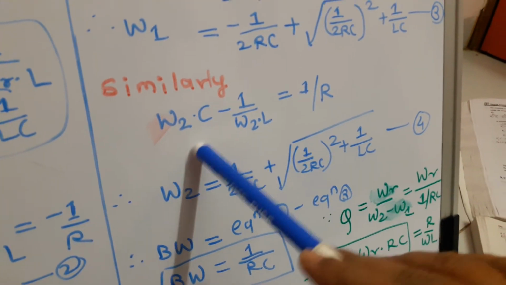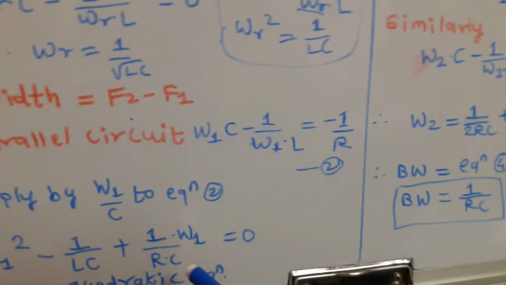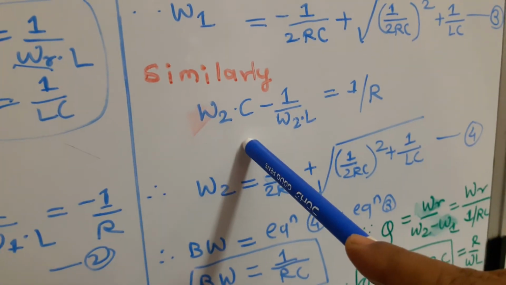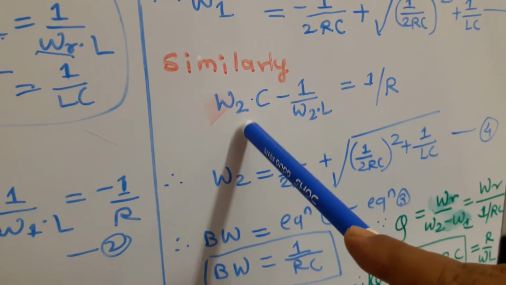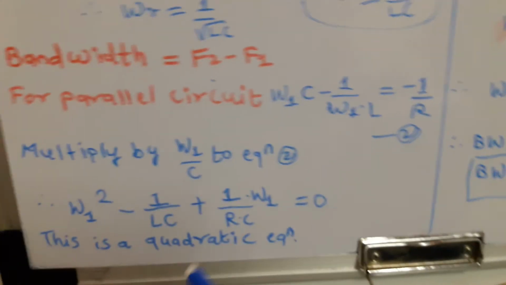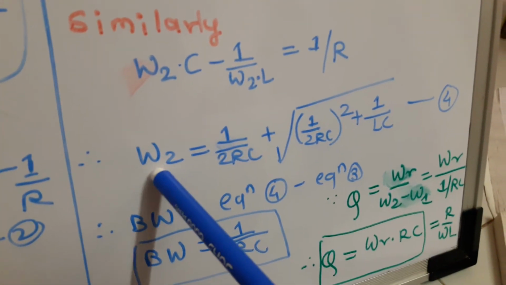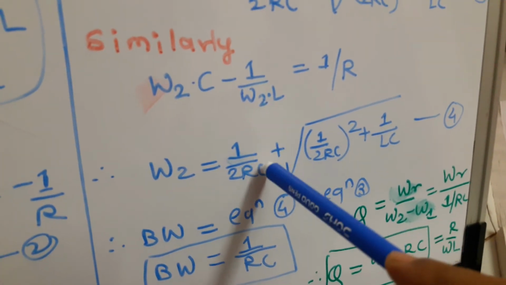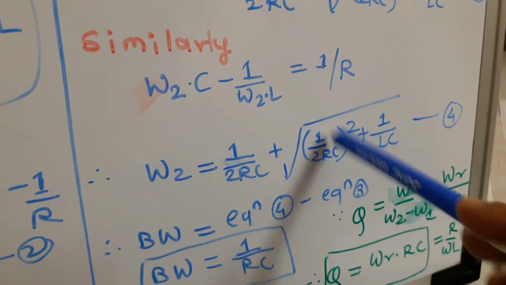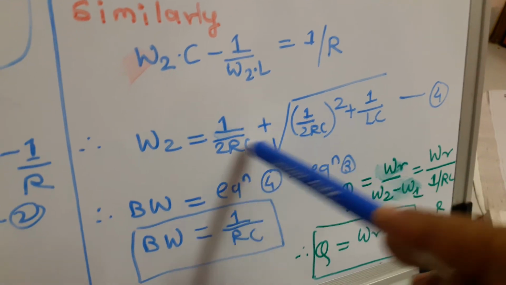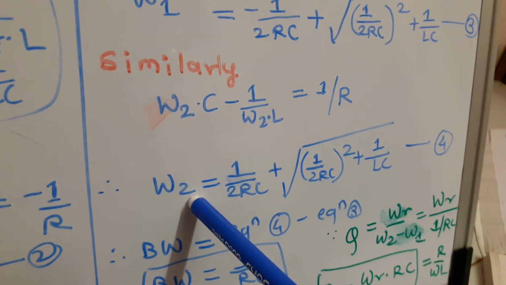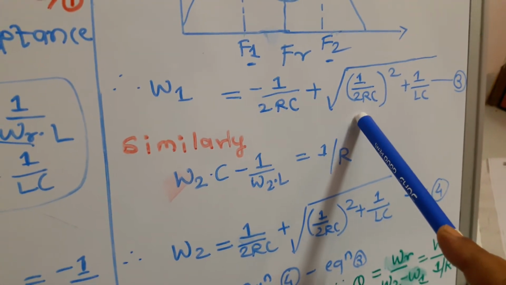So again we will repeat the same steps. Bring this equation into quadratic form by multiplying by ω2 divided by C. So here we will again get ω2 square, an equation similar to this equation, and from this the square root can be easily calculated. So ω2 is equal to 1 upon 2RC plus or minus under root of b square minus 4ac. So we are getting this expression. Now this is the value of the ω2 frequency and this is the ω1 frequency.